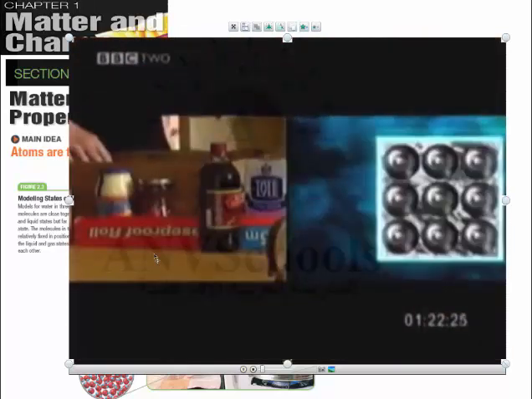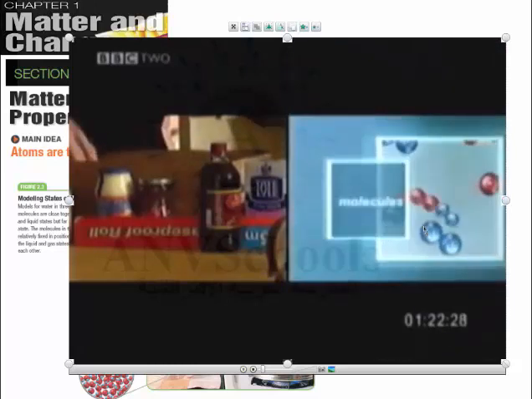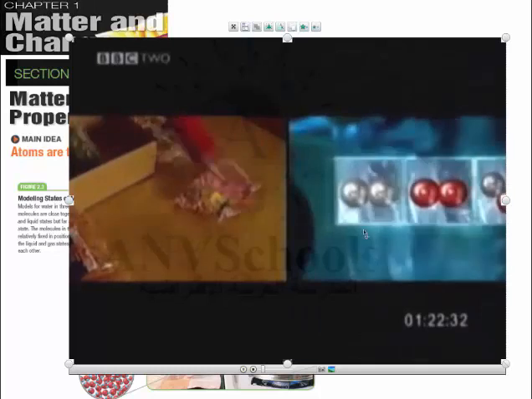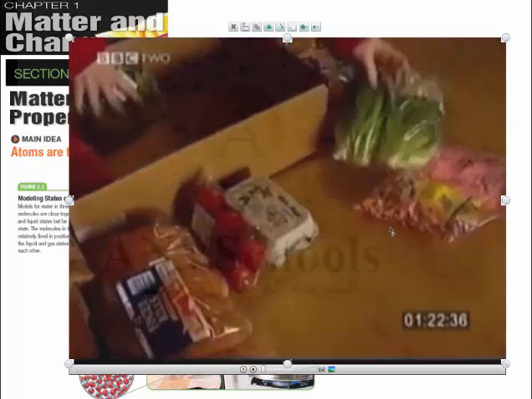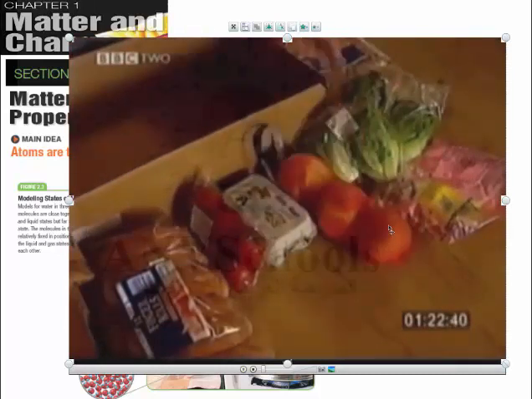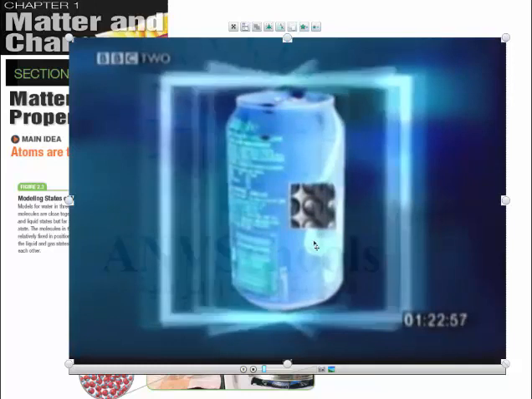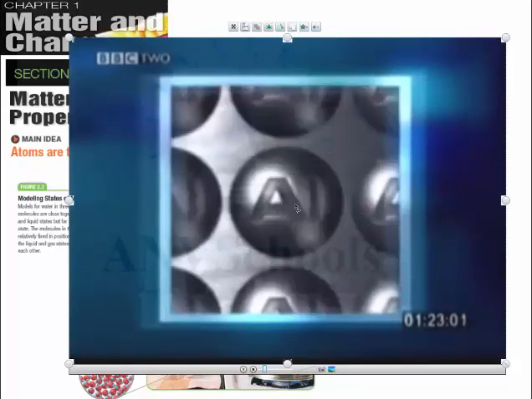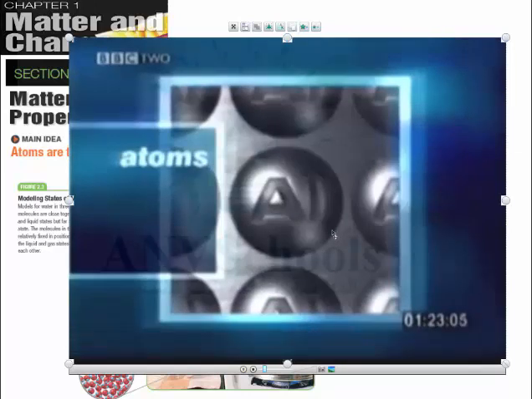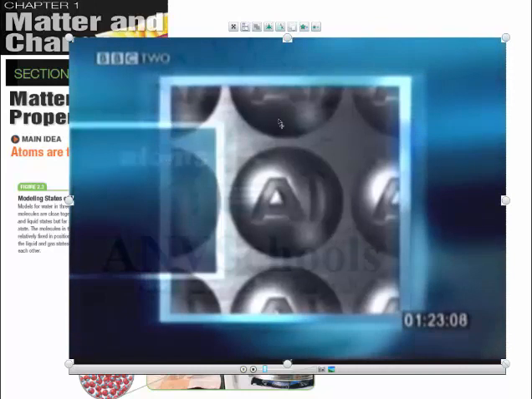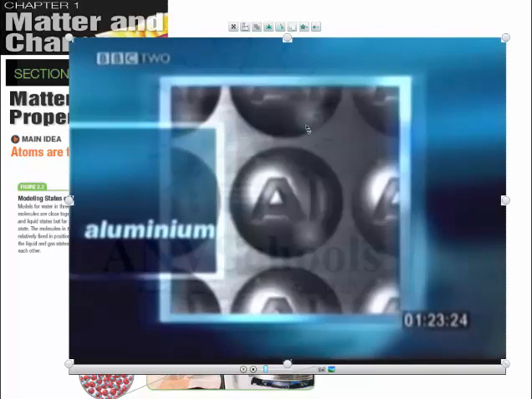And all this matter is made of small molecules, and these molecules are made of atoms. If we take a tin, a can of soda, for example, it is made of one element, that is aluminium. It is made of many atoms of aluminium. So all these atoms of aluminium, which are bonded together, make the element aluminium.